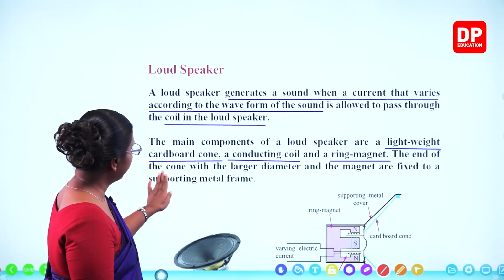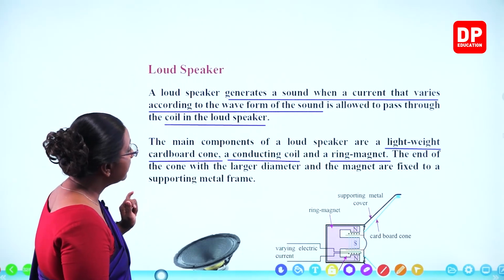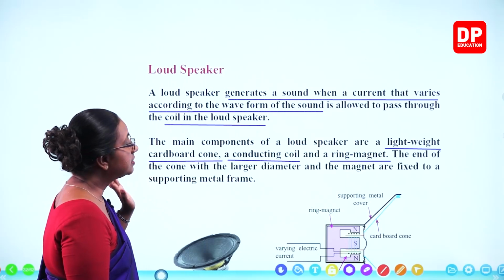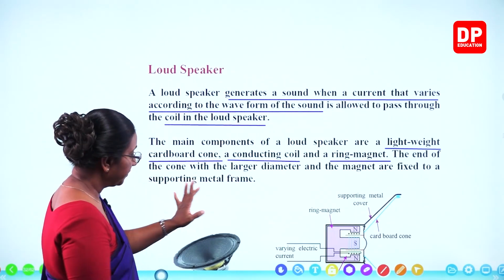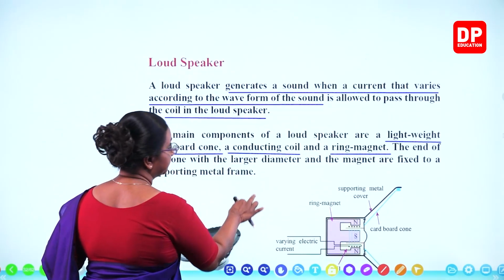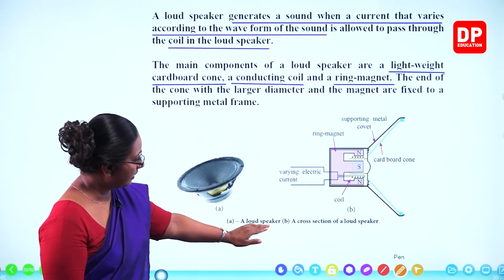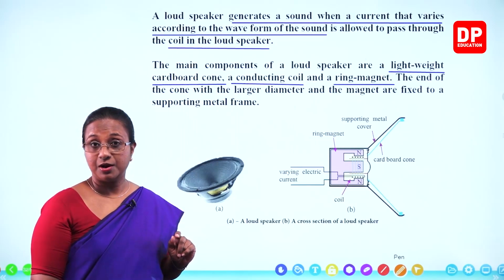So both the end of the cone with the larger diameter and the magnet are fixed to a supporting metal frame. I will show you all how that is. Now here you can see, look at the diagram, students. A loudspeaker and B is the cross section of a loudspeaker.